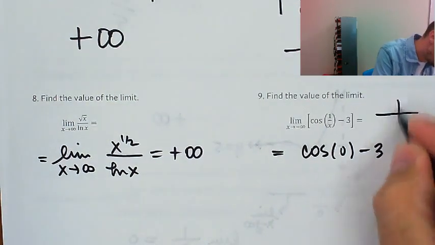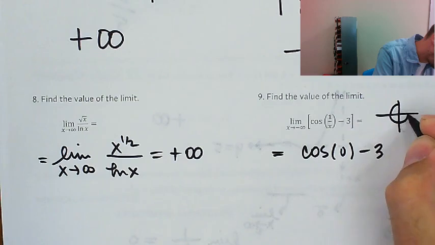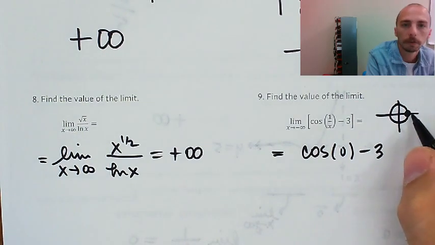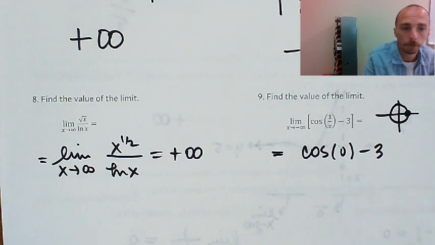And maybe you just need to draw yourself a little diagram to remind yourself what cosine of 0 is. We know that 0 is over there. It's the beginning of the unit circle. And we know that cosine is the x-coordinate. So the x-coordinate over here is all the way over.